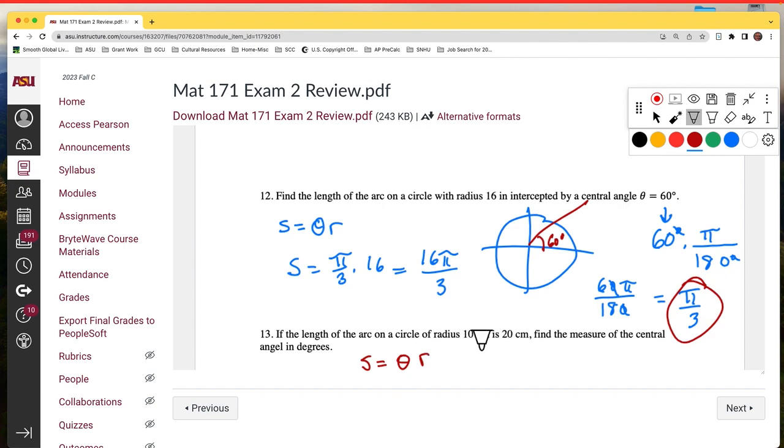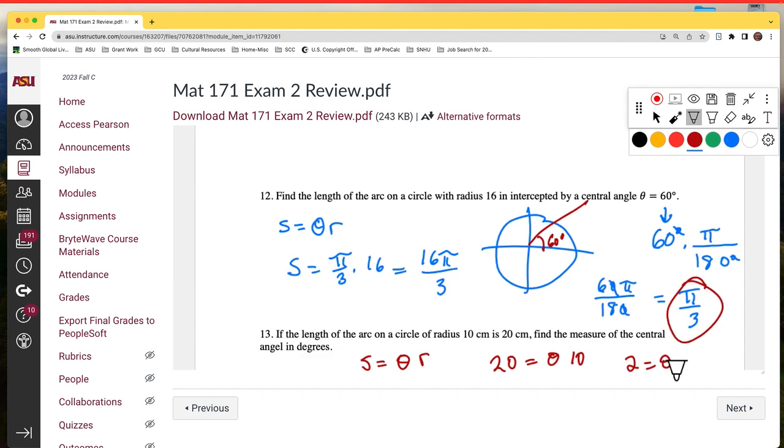We know that the radius is 10, and the arc length is 20. The radius is 10, so you divide by 10. 20 divided by 10, you're going to get 2 is equal to theta. But remember, that's not degrees, right?